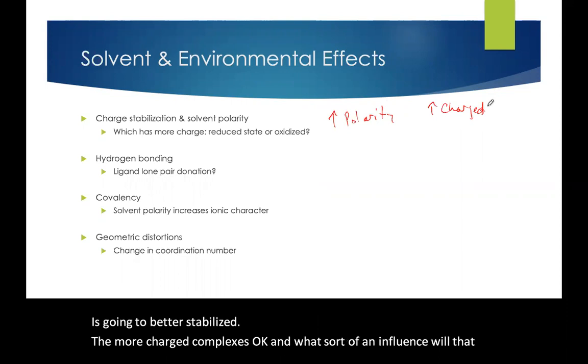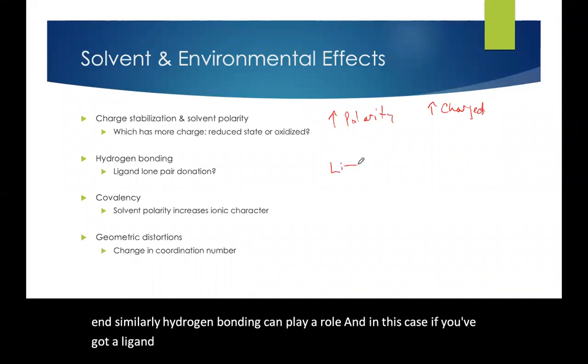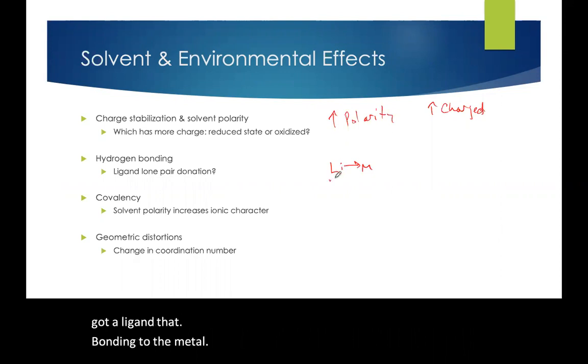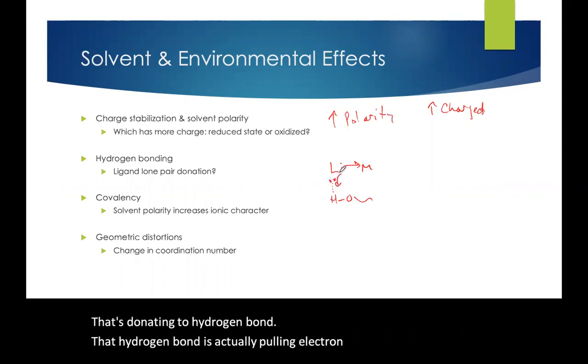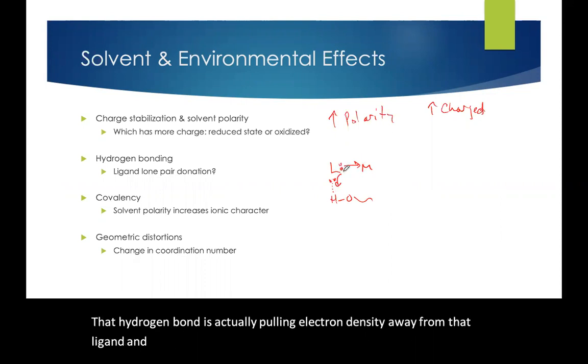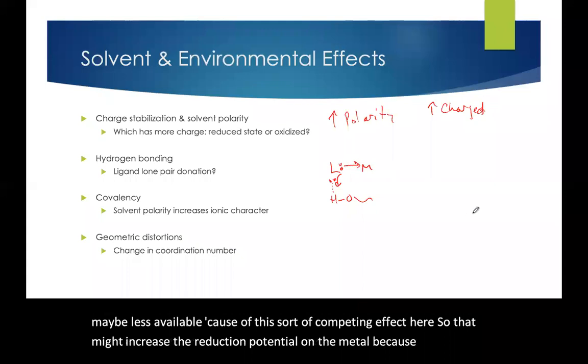All right. Similarly, hydrogen bonding can play a role. And in this case, if you've got a ligand that's bonding to the metal, but it's got another lone pair on it, and that's donating to a hydrogen bond, that hydrogen bond is actually pulling electron density away from that ligand. And so the lone pair that's supposed to be donating to the metal may be less available because of this sort of competing effect here. So that might increase the reduction potential on the metal because it feels less electron density around it.